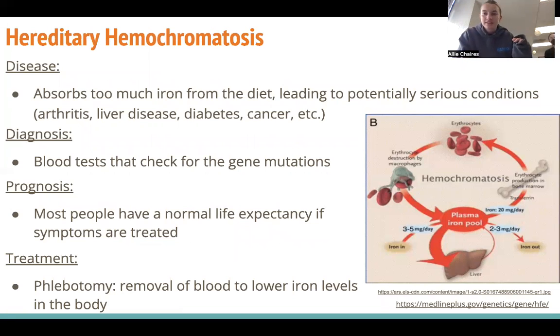Okay, so the main disease is hereditary hemochromatosis. It absorbs too much iron from the diet, leading to potentially serious conditions such as arthritis, liver disease, diabetes, cancer, and more. The diagnosis is found through blood tests that check for the gene mutations. The prognosis is that most people have a normal life expectancy if symptoms are treated. And a treatment is phlebotomy, removal of blood to lower iron levels in the body. And here we have an image showing how the hemochromatosis works.